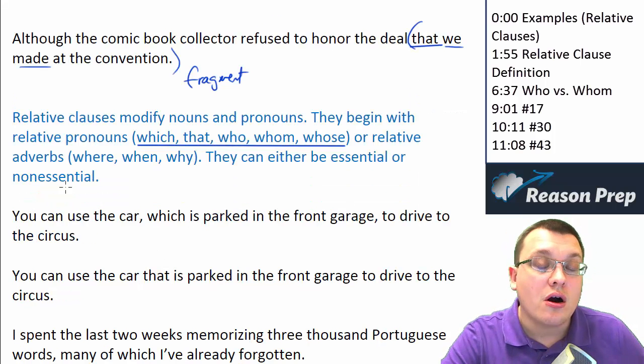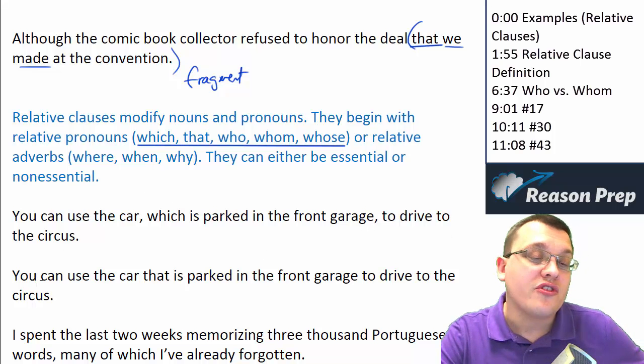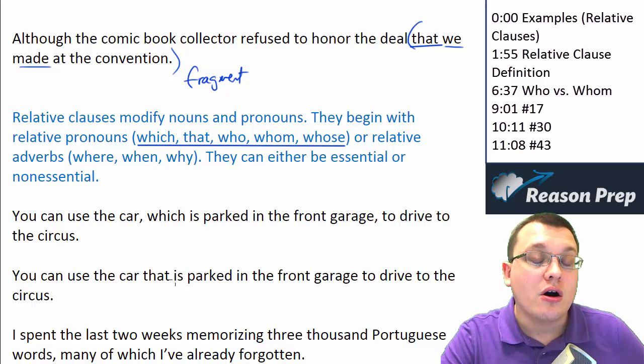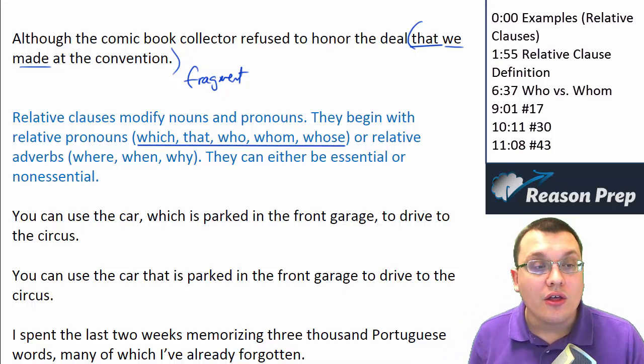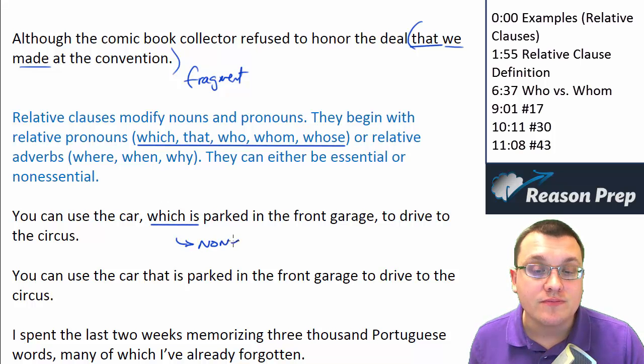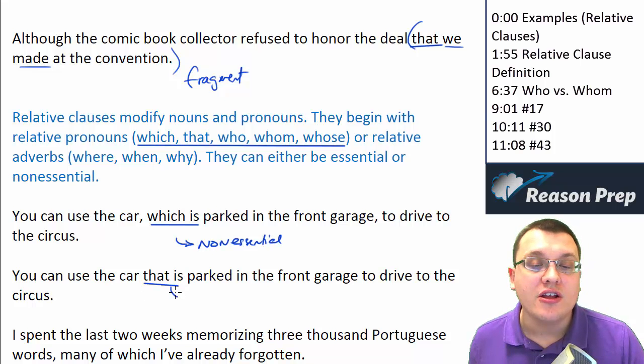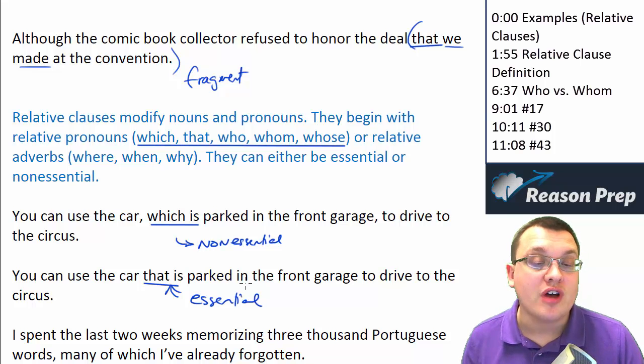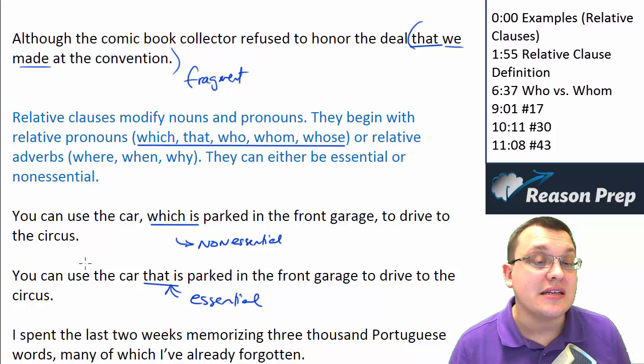You can use the car, which is parked in the front garage, to drive to the circus. Notice how this compares to you can use the car that is parked in the front garage to drive to the circus. The rule here is you use which when it's non-essential, and therefore you use it with commas, and you use that when it's essential, and therefore we don't use commas. And notice again the difference between these sentences.